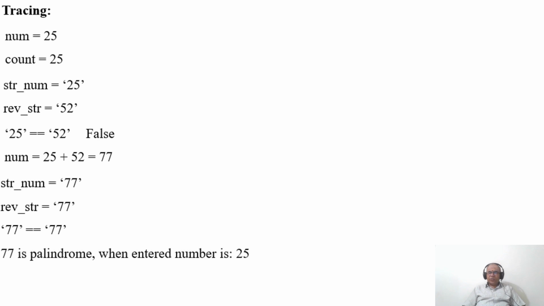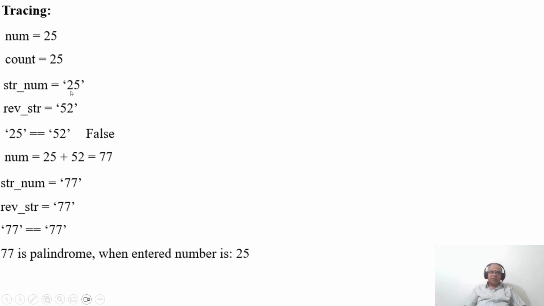So this is how you are able to find out that the entered number is going to become a palindrome at some particular value. Which is that value? That value is 77. Initially, when the entered number is 25, you will not get a palindrome, because 25 is not equal to 52. When you read 25 from the left side or from the right side, you should get 25 only, but that is not the case in the beginning.